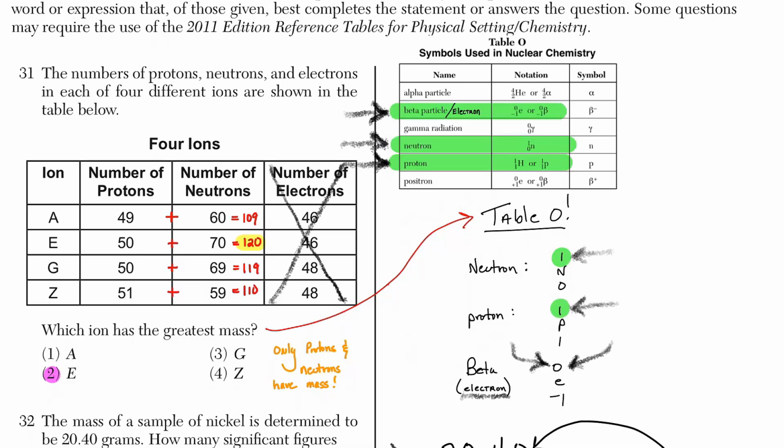So what's this tell us? This tells us that all we got to do is add up neutrons and protons, which is the atomic mass of an atom anyway, in this case an ion. So all we have to do is add them up. And so I did that. So a little plus sign, all right, in the middle here, I added these up. And I got a total of 120, 50 plus 70, highest number, and that is going to be ion E, choice 2. Very simple.